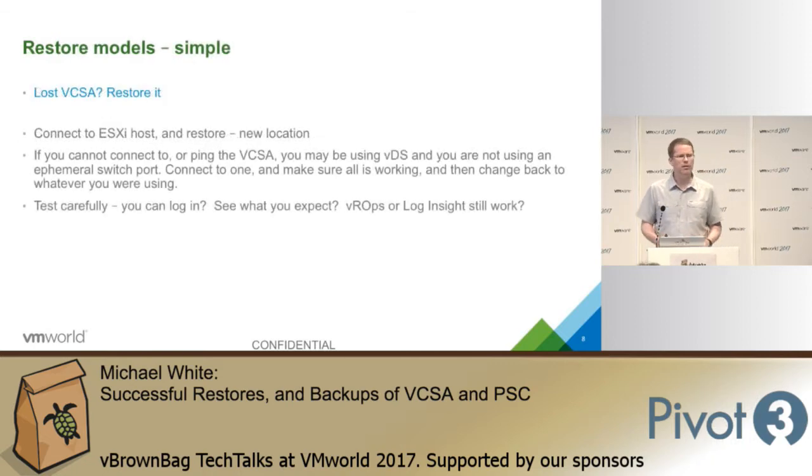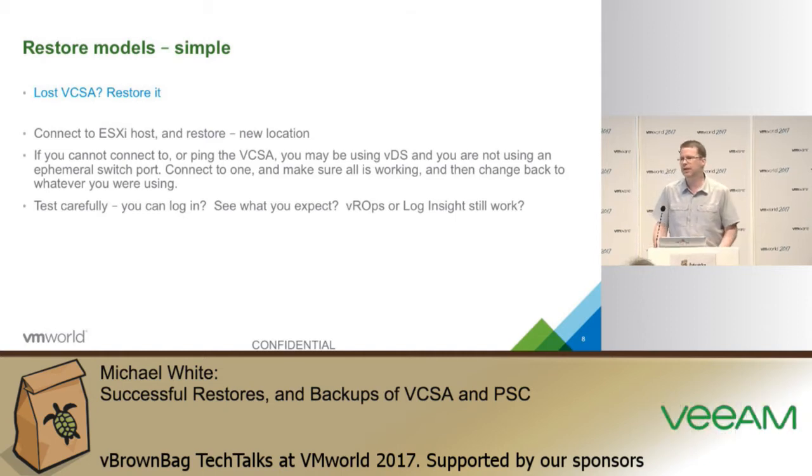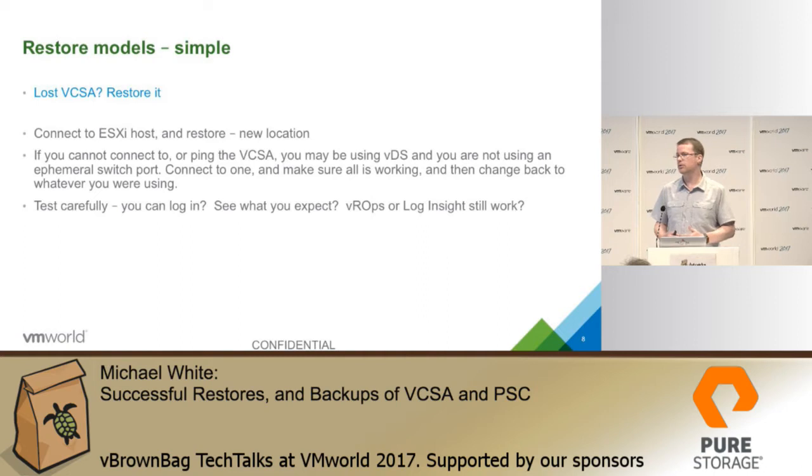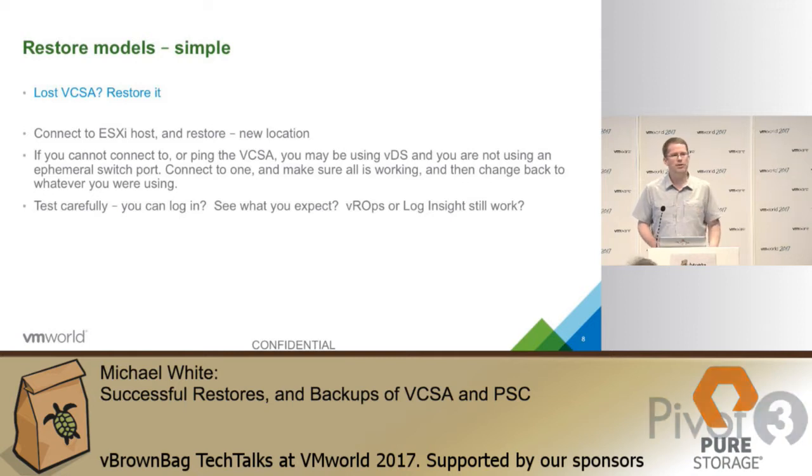So in this model, or in this sort of example, we've lost the VCSA. So what do we do? Well, we actually have to connect to a host in your backup product, because your backup product normally is going to talk to the VCSA. That's efficient. That's a good way to do it, but it's gone. So you're going to have to connect to the ESX host, and you're going to have to restore your VCSA. Now, the odds are it's not going to work.